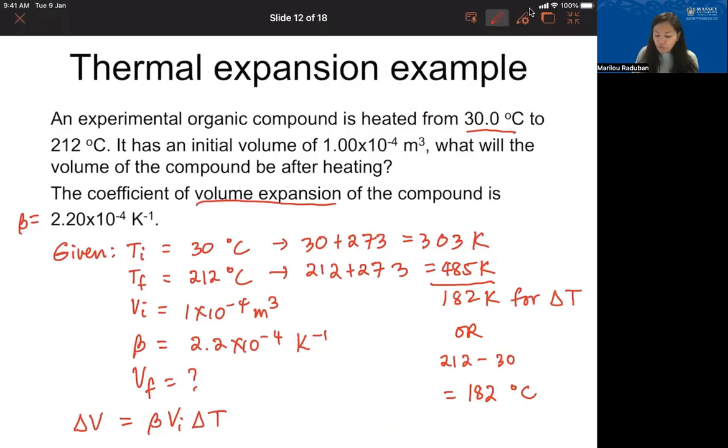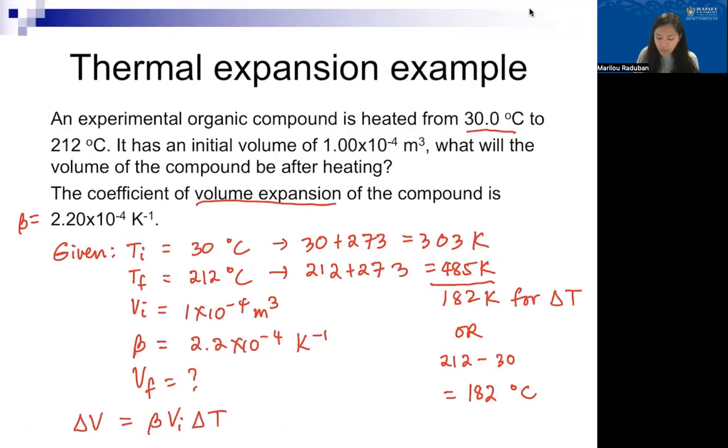All right. So we've written down everything we know, and then we have our equation here. The change in temperature is 182 Kelvin. We'll use Kelvin because our coefficient of volume expansion is in inverse Kelvin. The initial volume is given, and the coefficient of volume expansion is also given.